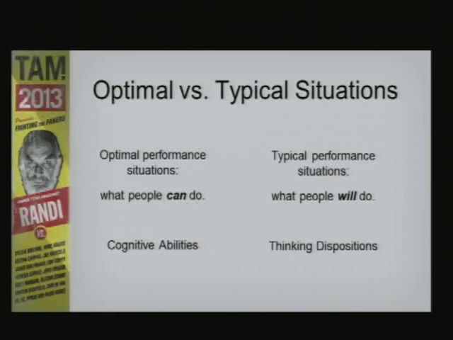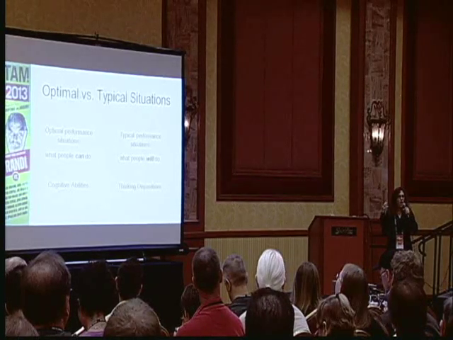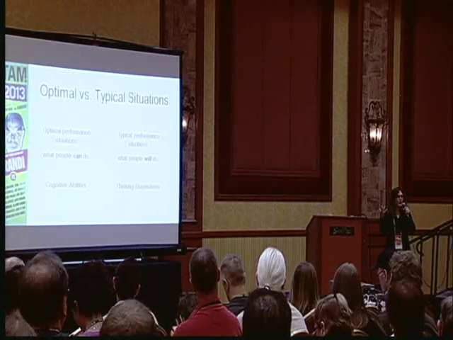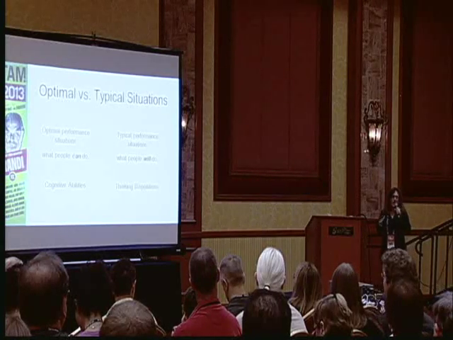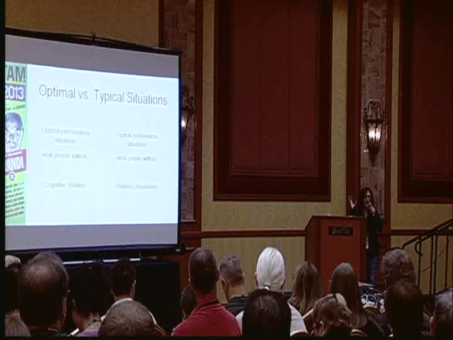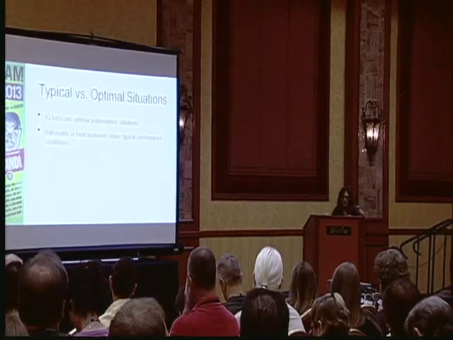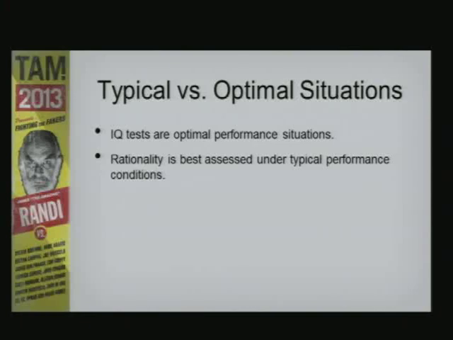There's another thing called thinking dispositions. Thinking dispositions are your approach to answering questions and things like that. They are kind of part of your personality, and it's literally how you look at problems. And there are several different factors involved that fall under this category. Okay, so IQ tests are optimal performance situations. Rationality is best assessed under typical performance conditions, because what we want to know is, what will you do? That doesn't leave IQ out of this, okay? It means that IQ cannot capture the whole picture. In fact, it captures a lot less of it than you might think.